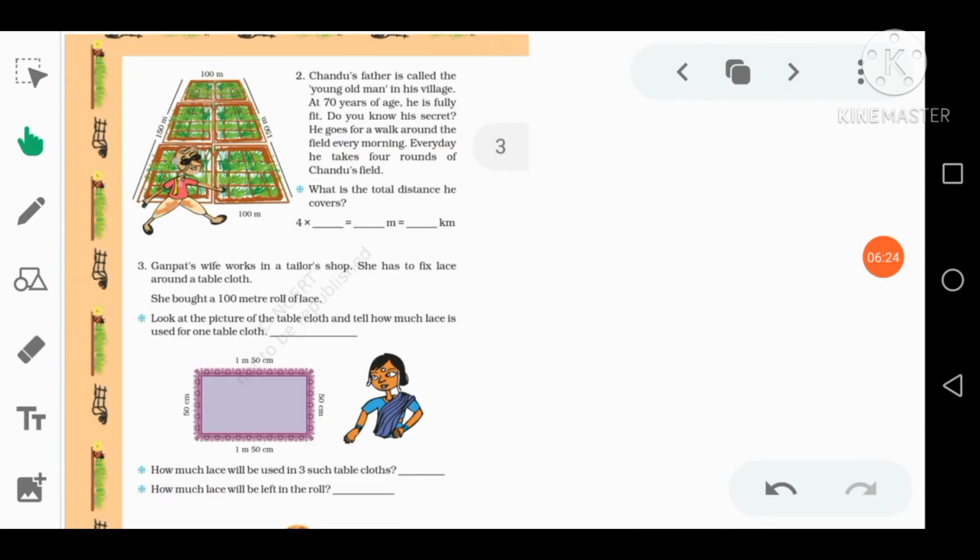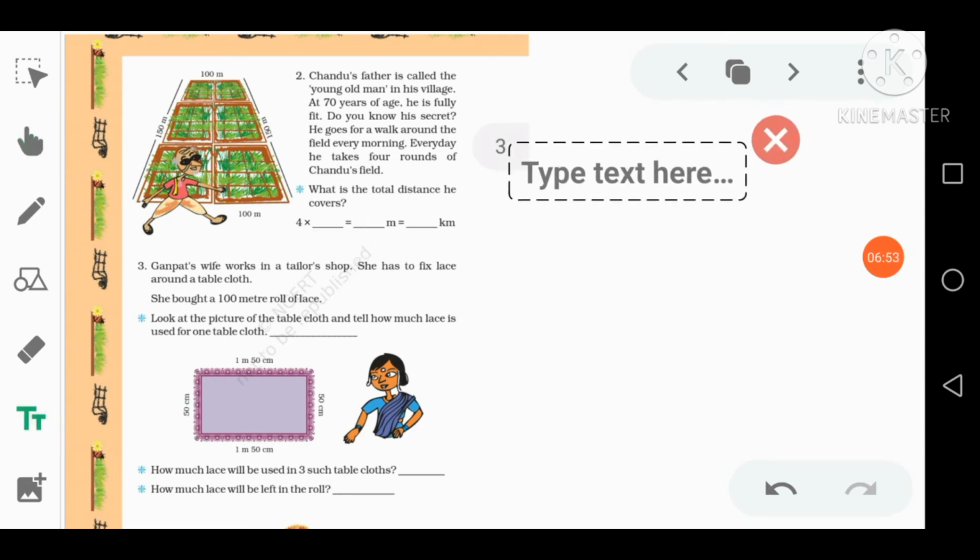Now comes the next one. Chandu's father is called the young old man in his village. At 70 years of age, he is fully fit. Do you know this secret? He goes for a walk around the field every morning. Every day he takes 4 rounds of Chandu's field. So here you have Chandu's field. So he will take 4 rounds around this field. So what is the total distance he covers? That is a question. So first what you have to do is write the distance covered in 1 round.